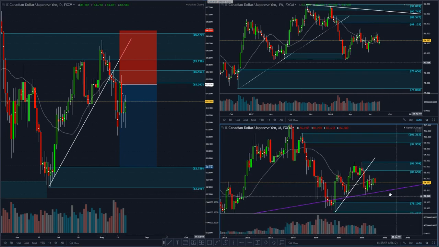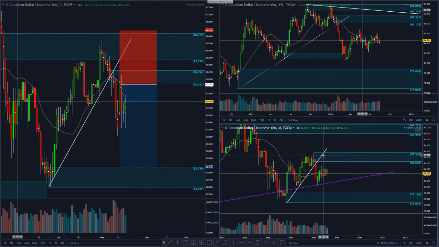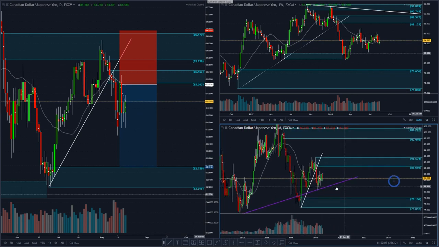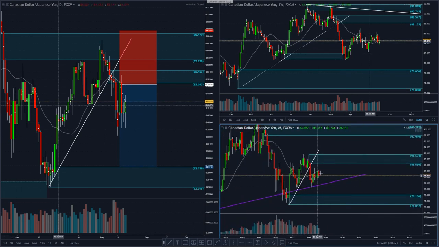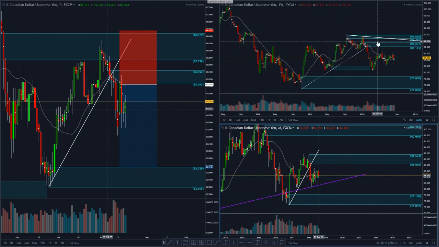The next one is Cad Yen. So what do we have here? We have a monthly uptrend, but the trend line is broken, so we are in the consolidation. The 3 months trend line is now in control because price removed from here. And on the weekly we have a downtrend as well in the no man's land, and I took the trade from this supply zone which was created by breaking this trend line.